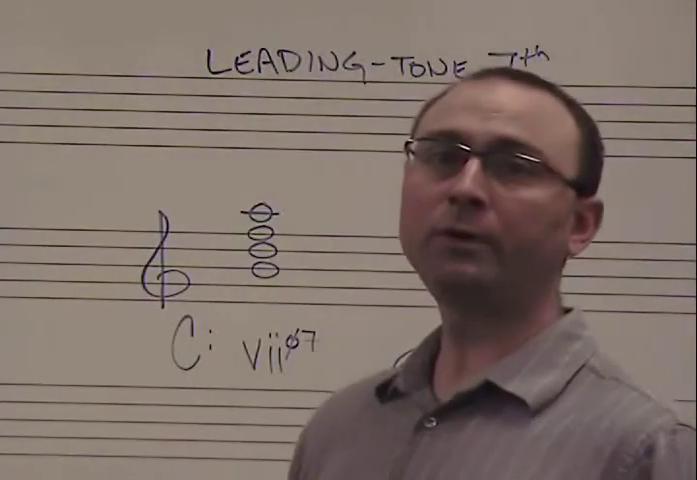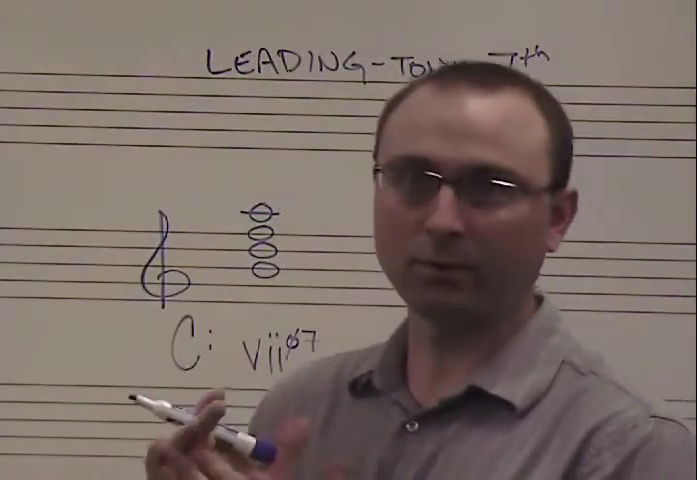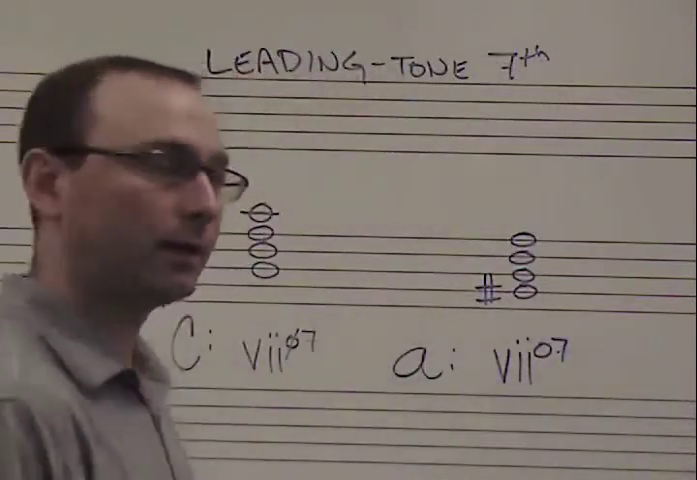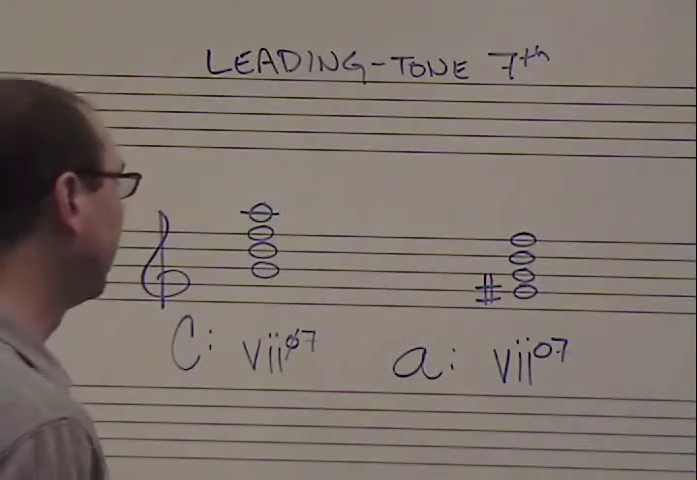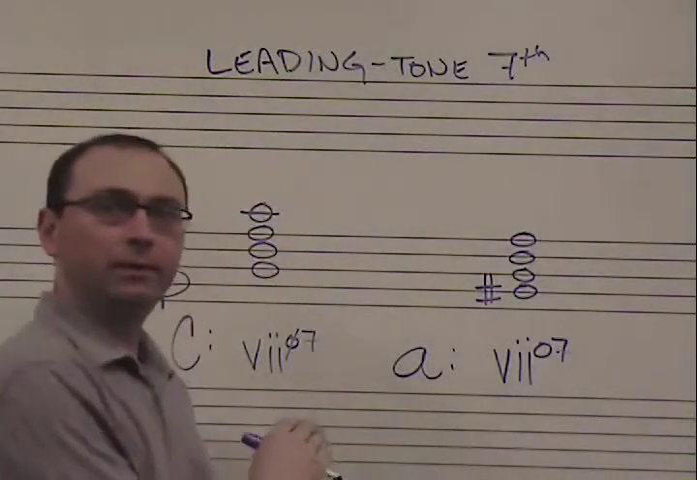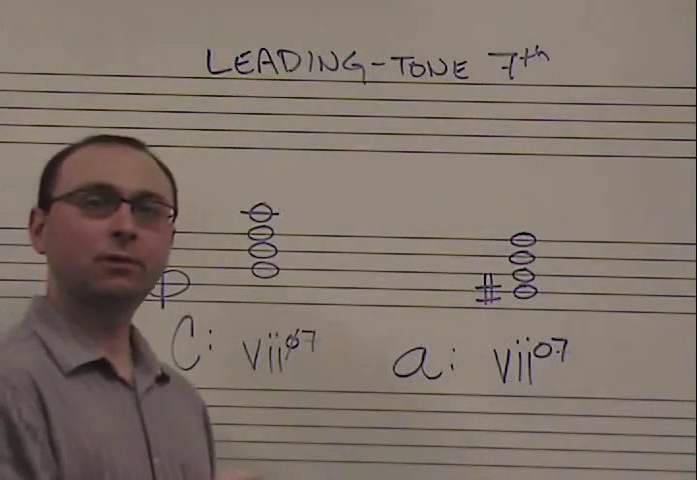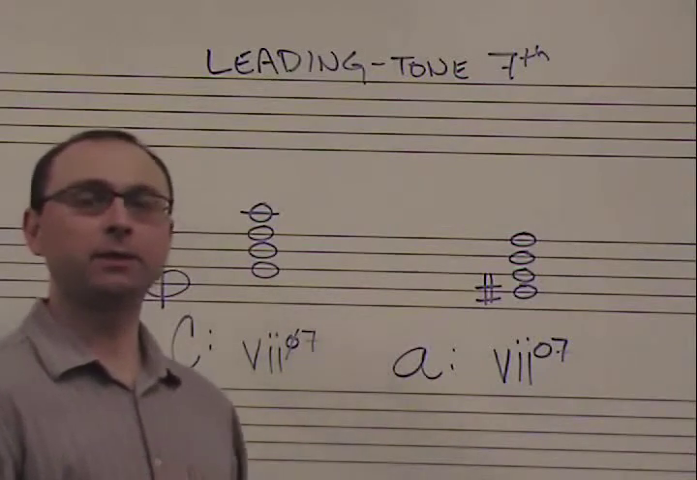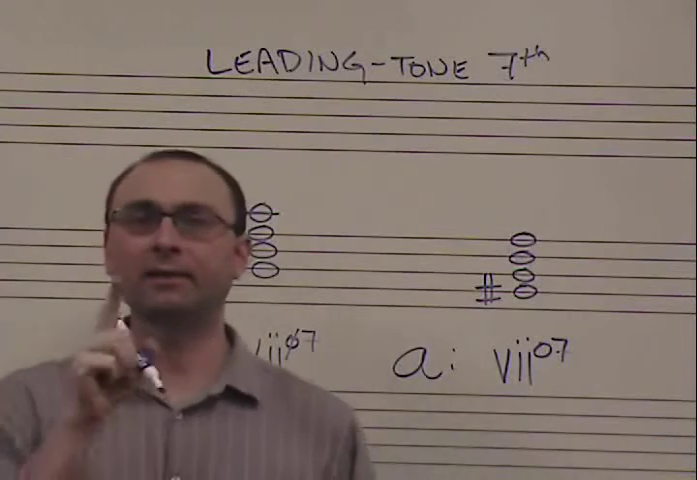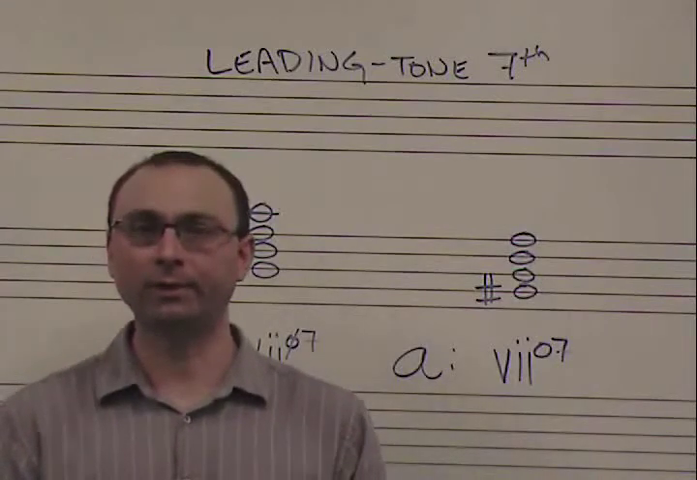This video will review the leading tone diminished seventh chord. Let's take a look at the two examples I have on the board behind me. Leading tone full diminished seventh chords and half diminished seventh chords appear in major and in minor keys. And the root factor is exactly that. It's the leading tone of the key.